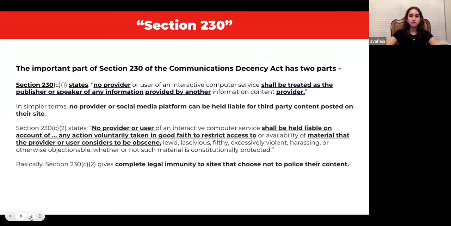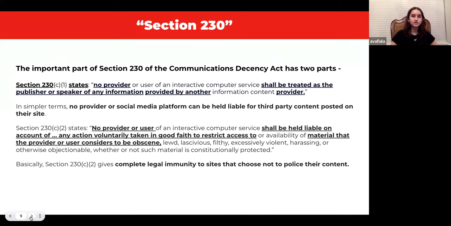Okay, so here's the actual Section 230, the act itself. It has two parts, but the first part is A, that Section 230 states that no provider shall be treated as the publisher or speaker of any information provided by another provider. And in simpler terms, no provider or social media platform can be held liable for third-party content posted on their site.